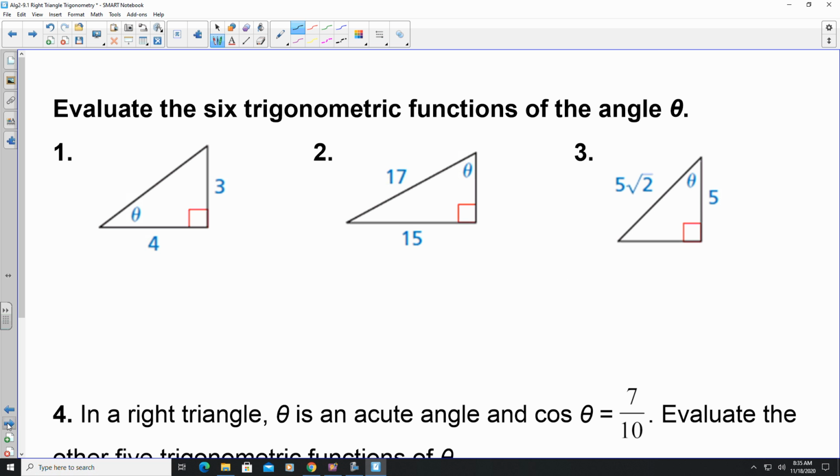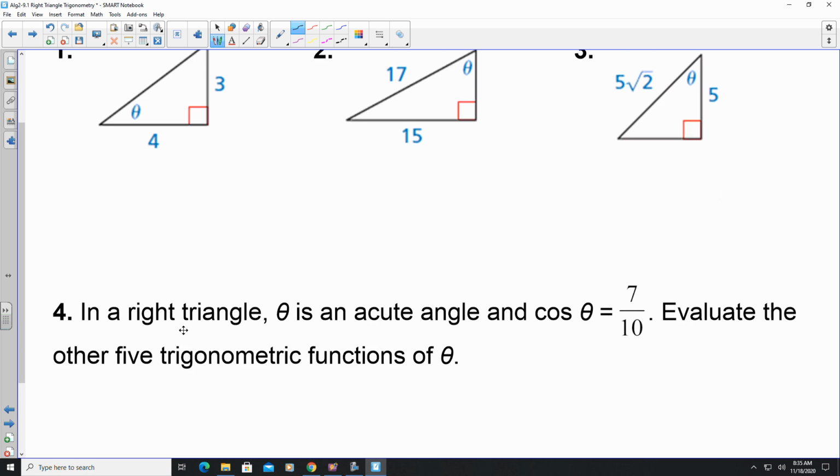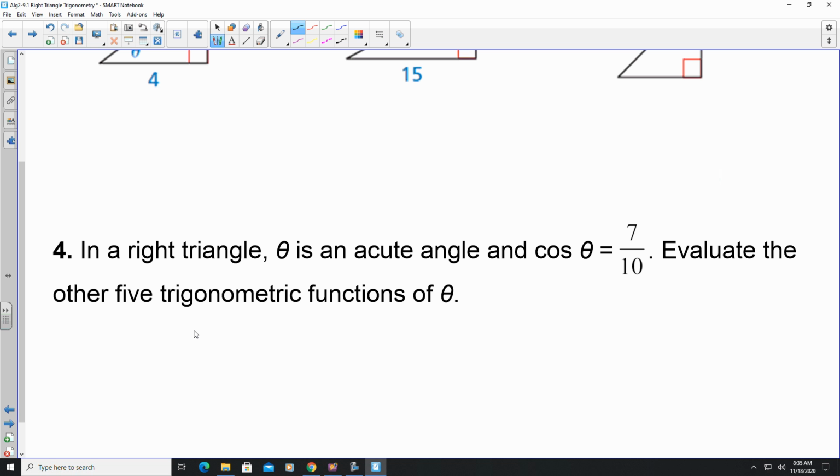All right, so questions 1, 2, and 3 are just like the previous examples. And question 4 is just like the one we just looked at.